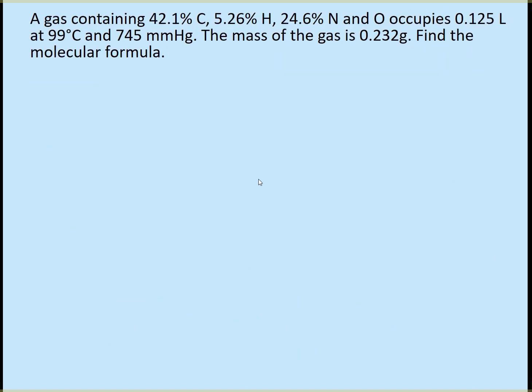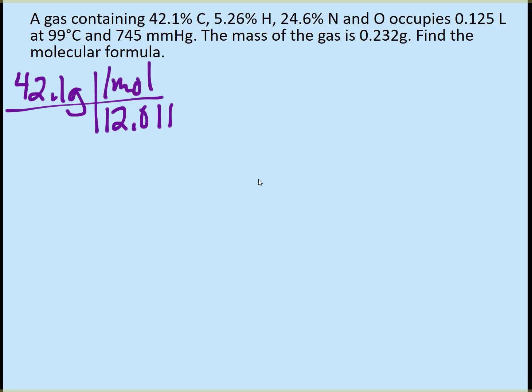So this is incorporating percent composition with finding the molecular formula, and you will have to find the molar mass using PV=nRT. So the first thing we need to do is take these percentages and change them to grams, and then find out how many moles they are. So we have 42.1 grams, and I divide it by the molar mass of carbon, and I get 3.5 moles of carbon.